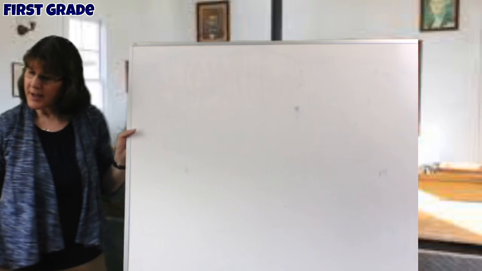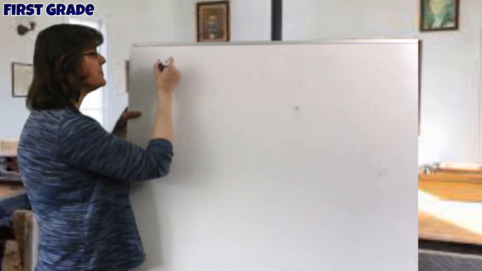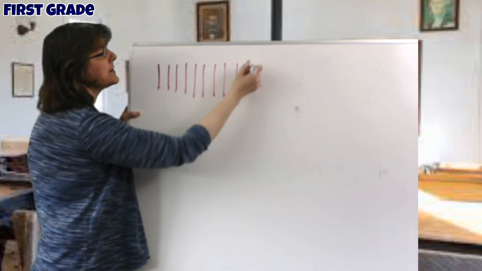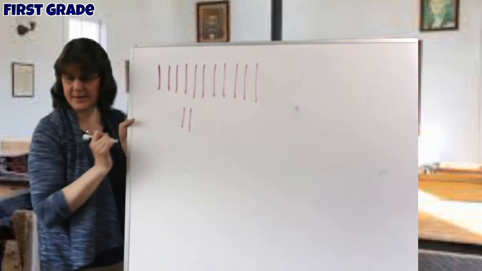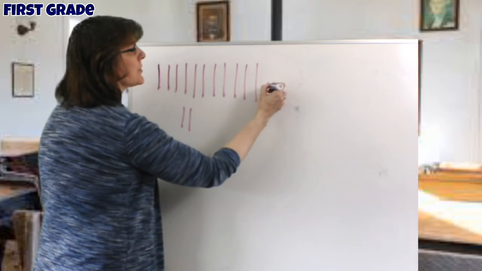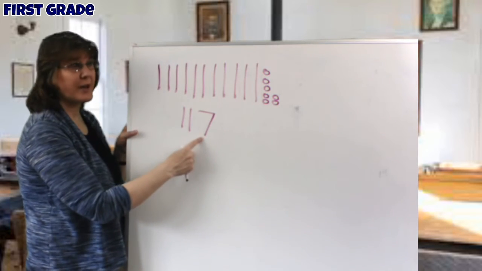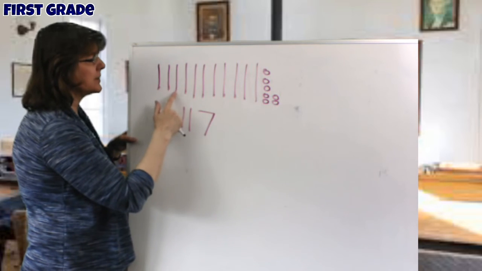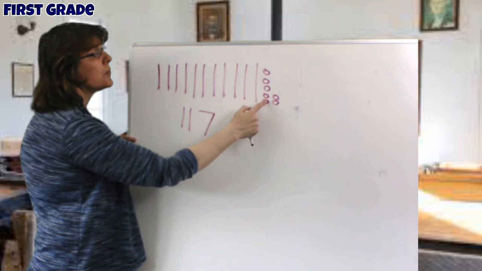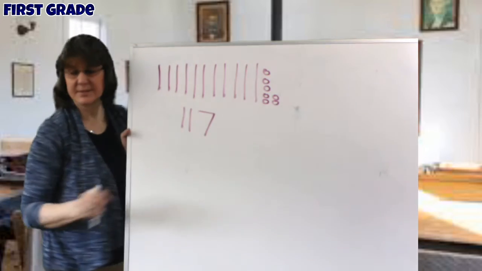It says Cindy collects buttons. She can make 11 groups of 10. So we need 11 bundles of 10. 1, 2, 3, 4, 5, 6, 7, 8, 9, 10, 11 bundles of 10. And then it says, and 1 group of 7 buttons. So we're going to do 7 up here. We do a row of 5 and 2 more. And so her number is 117. 10, 20, 30, 40, 50, 60, 70, 80, 90, 100, 110, 111, 112, 113, 114, 115, 116, 117.